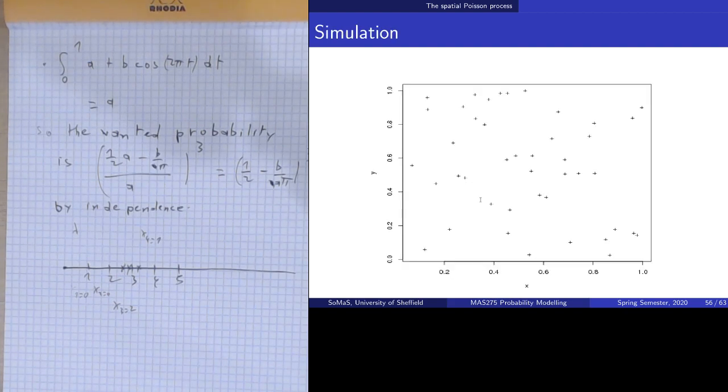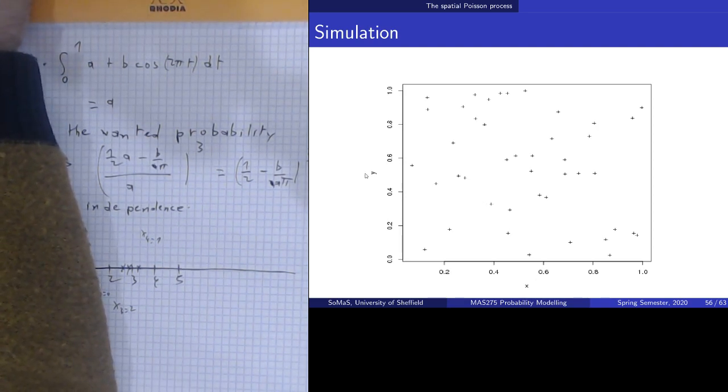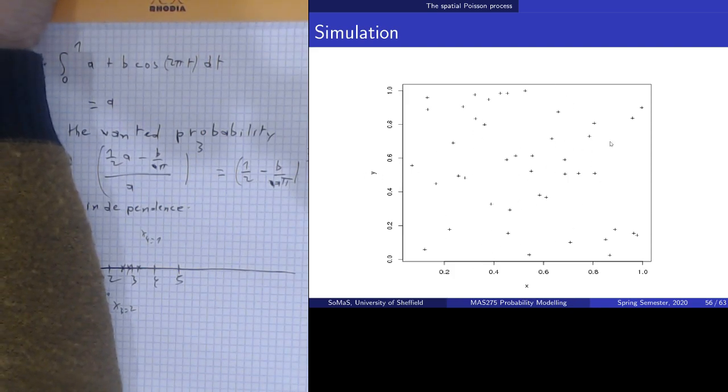Here's a simulation. So this is what I said before. Now I have two-dimensional space, x and y, and I just throw some points inside. And what happens if I take any box, let's say a box like this, then the number of points which landed inside, which happens to be 3, was a Poisson variable with parameter the area of this box.